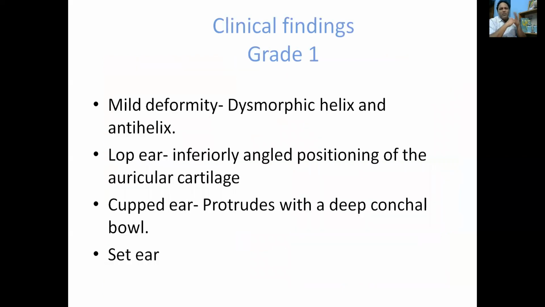And how can we divide these findings, the clinical features? We can divide them into grade 1, grade 2. So we'll see grade 1: a mild deformity, dysmorphic helix and antihelix. What is lop ear? Inferiorly angled positioning of the auricular cartilage. Cupped ear protrudes with a deep conchal bowl. The conchal bowl will be very deep. And set ear, low set ear.